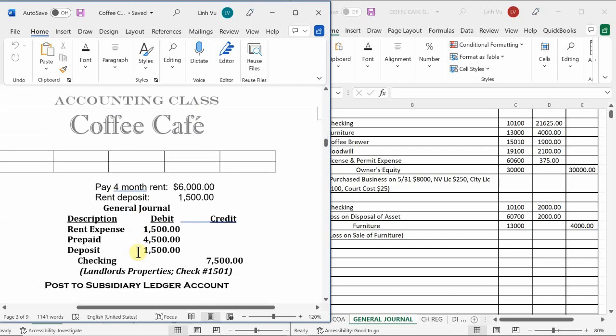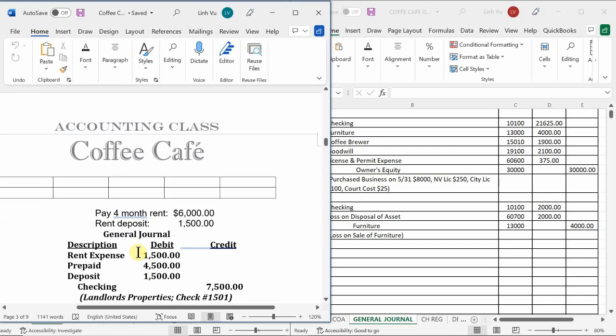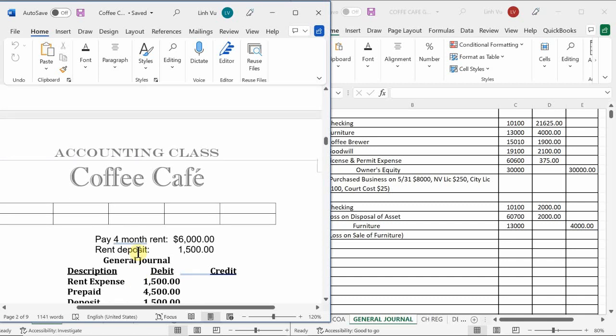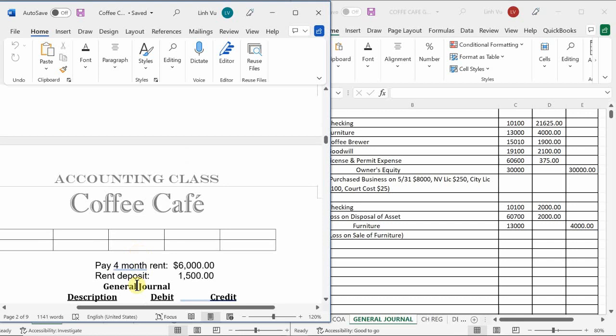So in this case, we paid for 4 months' worth of rent. Because we're paying rent in advance, we're paying for this month's rent and we're paying for 3 months' worth of rent in advance. And we need to put a deposit for the rental place. So that's how much we are paying, a grand total of 7,500.